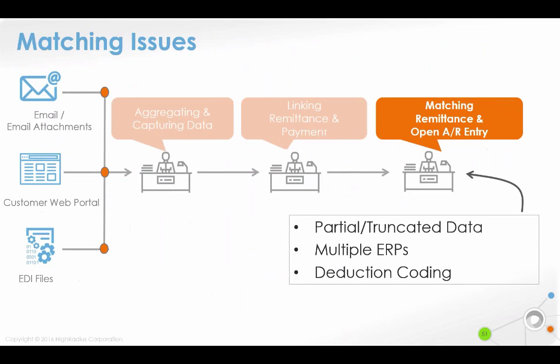So when we look at the system and we understand along the three-step process that I outlined earlier, what are the issues that teams will find when they're trying to match the remittance and the payment file with the open AR entries? What they found was a lot of times the information was just partial information, or maybe the data itself, maybe the invoice number was truncated, that the customer sent in only a partial information.